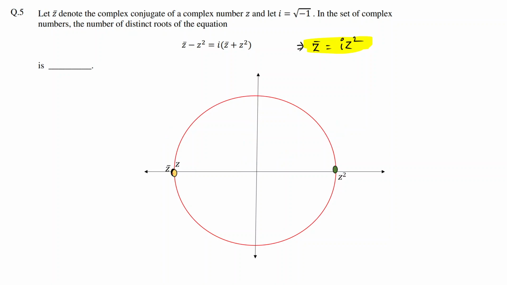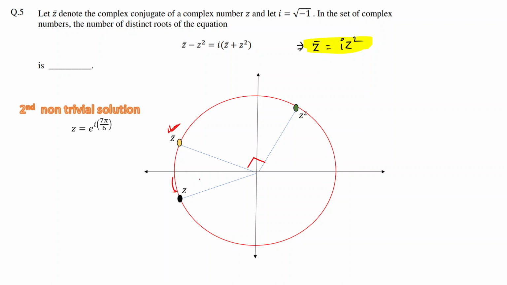So for z bar to move 30 degrees, your z should move 30 degrees down, right? So z moves 30 degrees down and z bar moves 30 degrees up, and z square moves 60 degrees, and then we got a perpendicular. Z bar is now again pi by 2 ahead in phase than z square. It's a race. It's a fantastic race. Anyway, so we have got the second non-trivial solution at this.